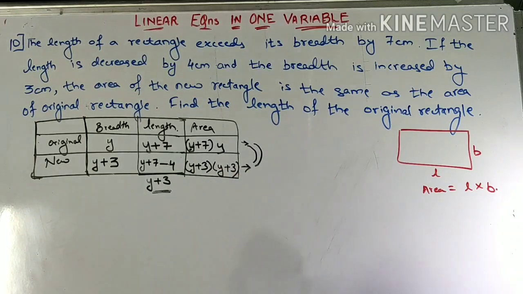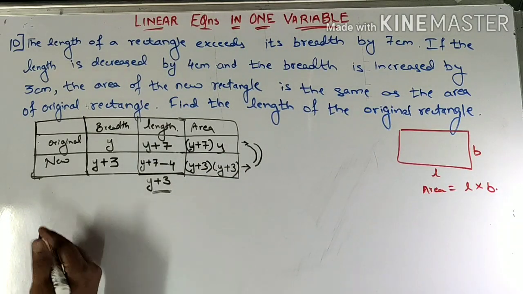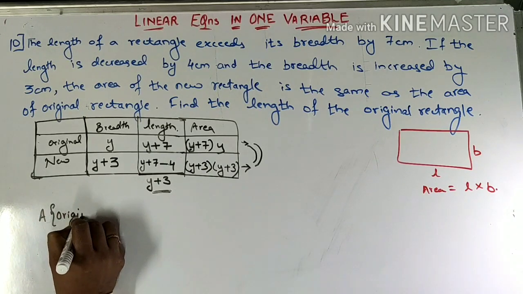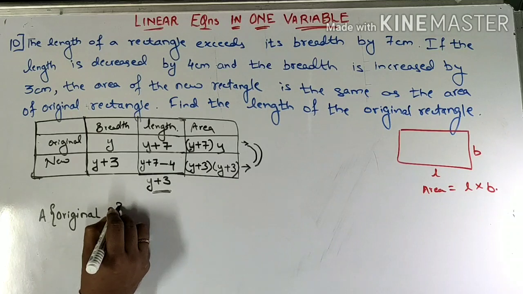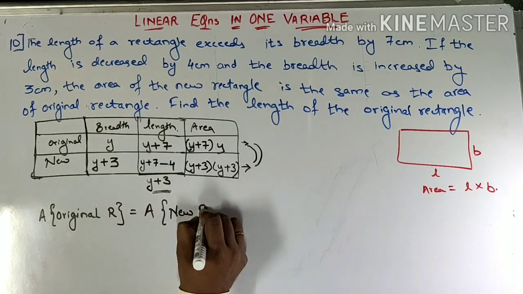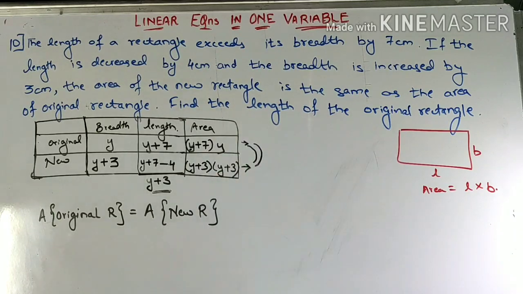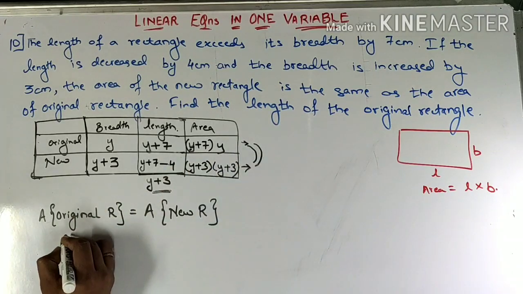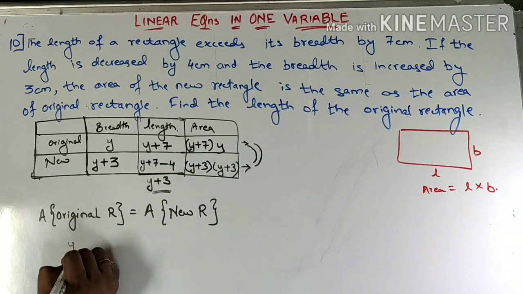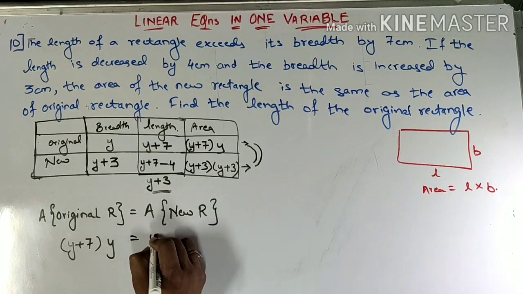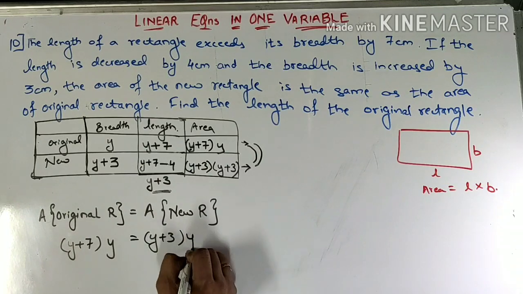So the second condition is both the areas are the same. So I'll write it over here. Area of original rectangle is equal to area of new rectangle. And we have already found it by the formula in algebraic form. So write in the place of area of original rectangle as y plus 7 into y equals y plus 3 into y plus 3.